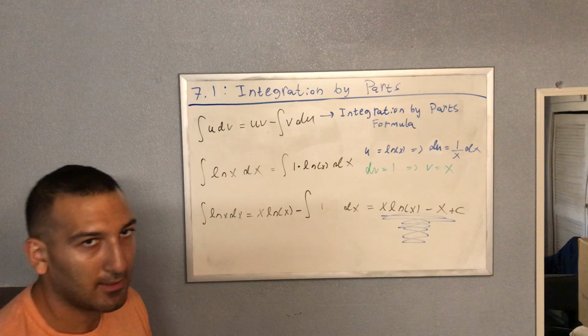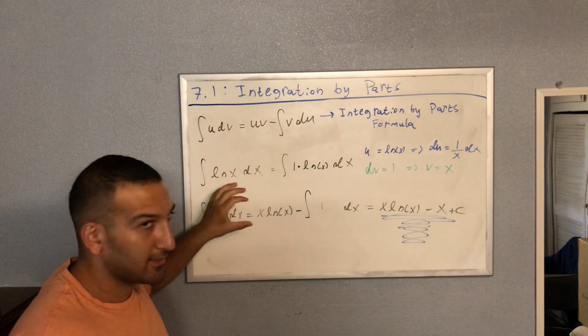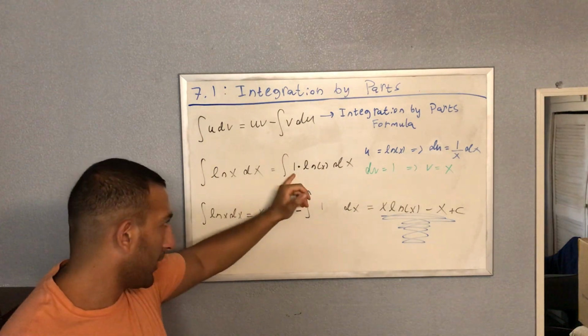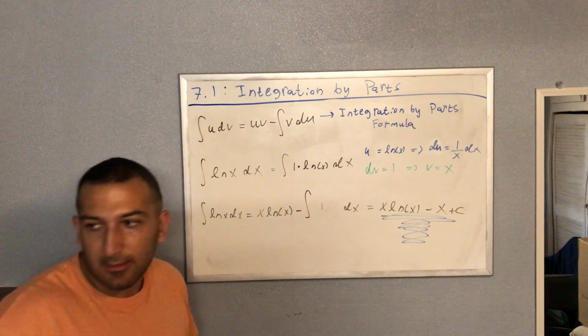But that's pretty interesting how sometimes it seems like it's not going to work, but if you think about there being a 1 here, then there really are 2 functions. So that's the key there.